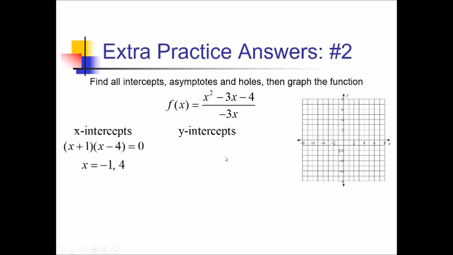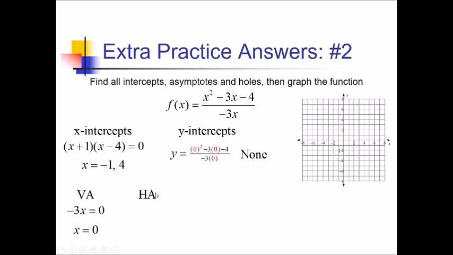Next up, the y-intercepts. If I plug 0 into the original function, let's see what happens. I end up with negative 4 over 0, which is just undefined. So there are no y-intercepts. For vertical asymptotes, those are things that zero out the denominator. If I set negative 3x equal to 0 and solve, I get x equals 0. So that's my vertical asymptote. There are no holes here because no common factors canceled out.